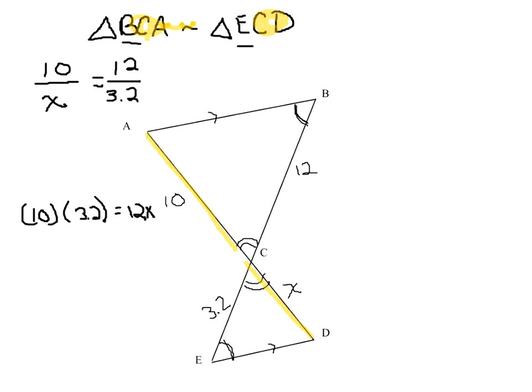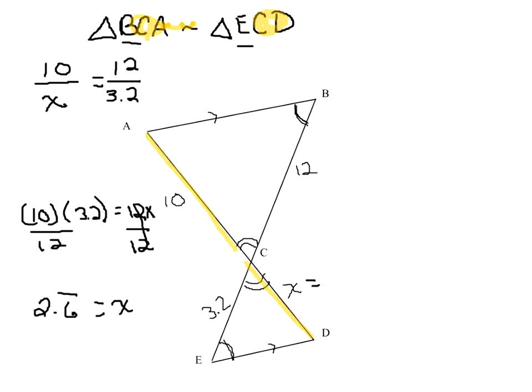And then I'm going to divide both sides by 12 to get x alone. So your final answer should have been 2.6 repeating. Now I'm going to check my answer and make sure that it is a reasonable answer.